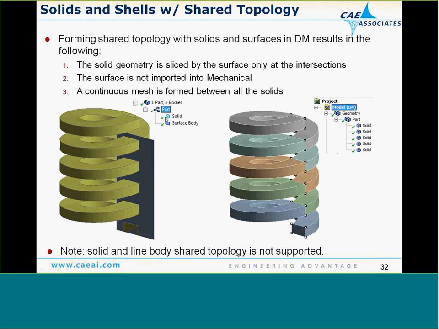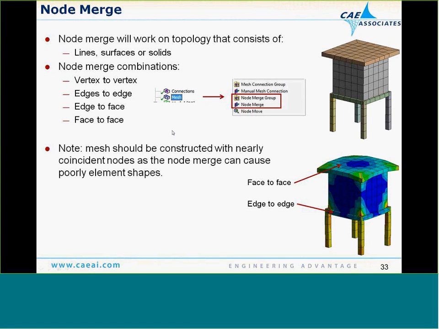Now, what you cannot do, though, is if you try to form a part between a surface body and a line body, you're just going to get an error. You can't do that. So solid and line body shared topology is not supported in Design Modeler. So then, what options are we left with if we want to connect a surface body or a line body to a solid? What we're left with is the node merge option, which is available in 16.